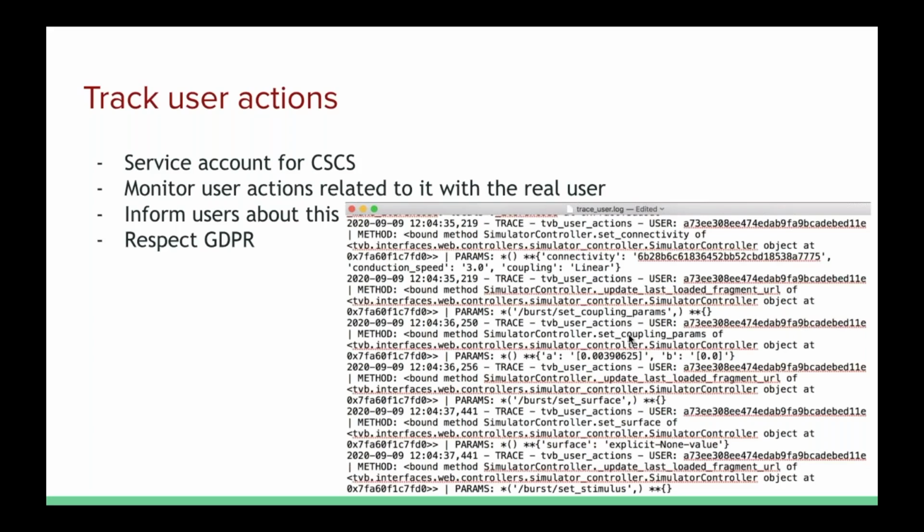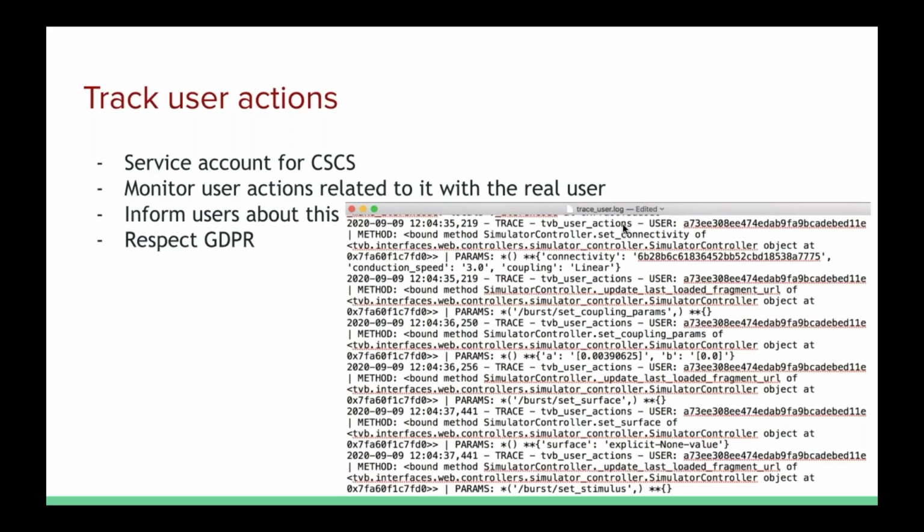Then he chooses some coupling parameters. Then he chooses a surface and so on. Together with the TVB storage, we might have a way to determine which data set is used by which user for what purpose, but we cannot do that only having the log file for now. So if that is a requirement, we will have to work a bit more towards that.